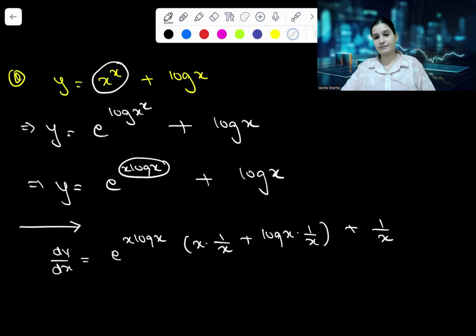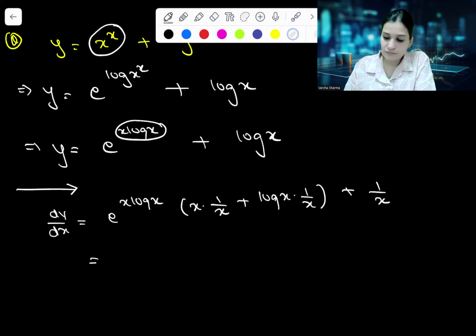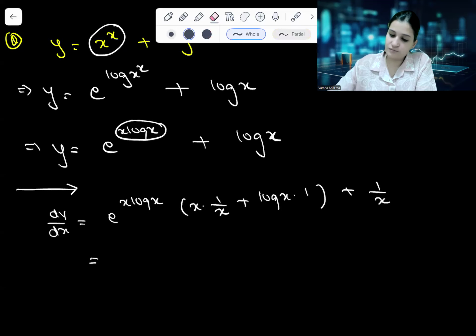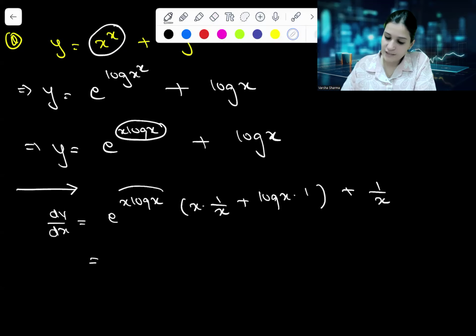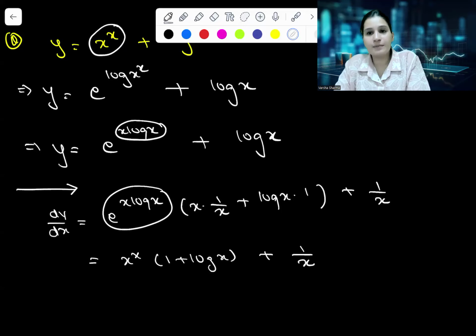Any problem in this line? No, ma'am. Ma'am, won't it be log x into 1? Sorry? Ma'am, won't it be log x into 1? Oh, yes. Thank you. Now, this will be x power x into 1 plus log x, plus 1 by x. If you want to take LCM, take it, but there will be no more simplification after. So you can leave it as it is also.